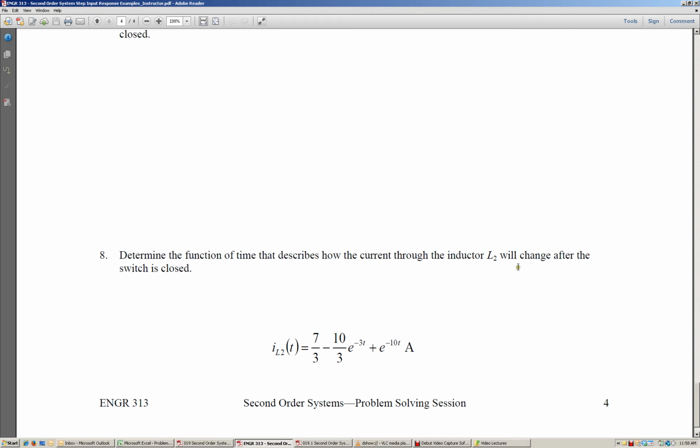Okay, so I think that is the final solution to all of our step input worksheet problems. I hope this has been beneficial for you to see how all of the solutions were derived.